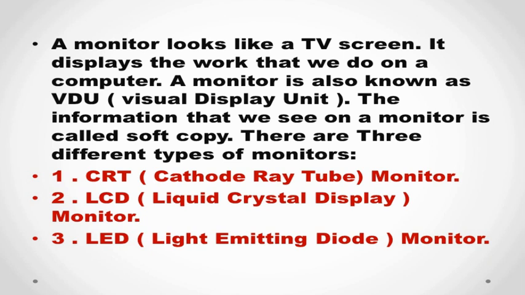So first one is CRT monitor. CRT monitors contain a vacuum tube and are bigger in size and consume more power. Second one is LCD. LCD monitor has a flat type of screen. It consumes less power than CRT. LED monitors have better display. These are thinner and lighter in weight. LED monitors use 40% less power than LCDs and last longer. These monitors are in maximum use today.